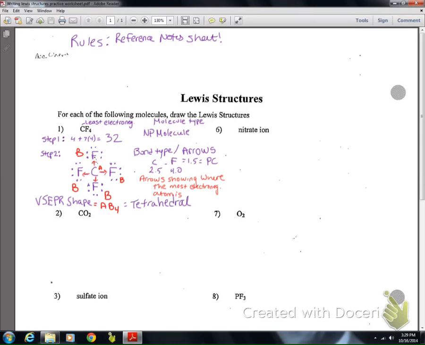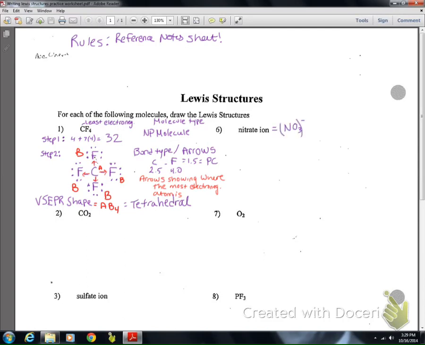So that's all of the information that you need to have for every single one of these compounds and ions. So I'm going to show you how to draw the ion next. So let's look at our nitrate ion. Hopefully you remember that the nitrate ion is NO3-.